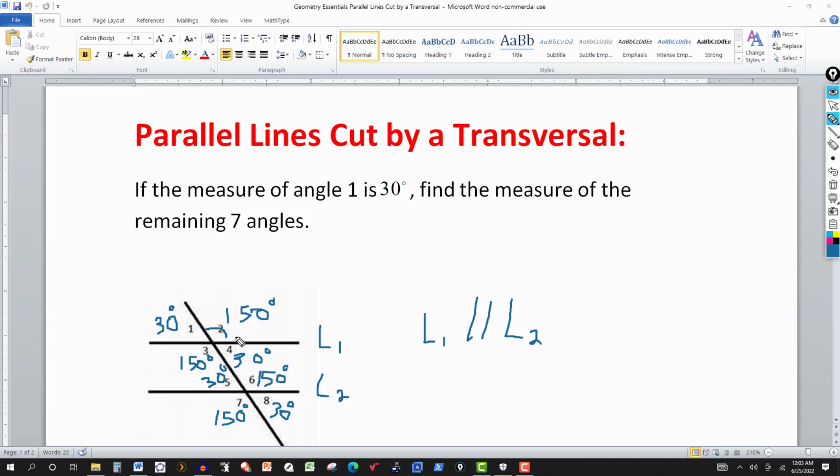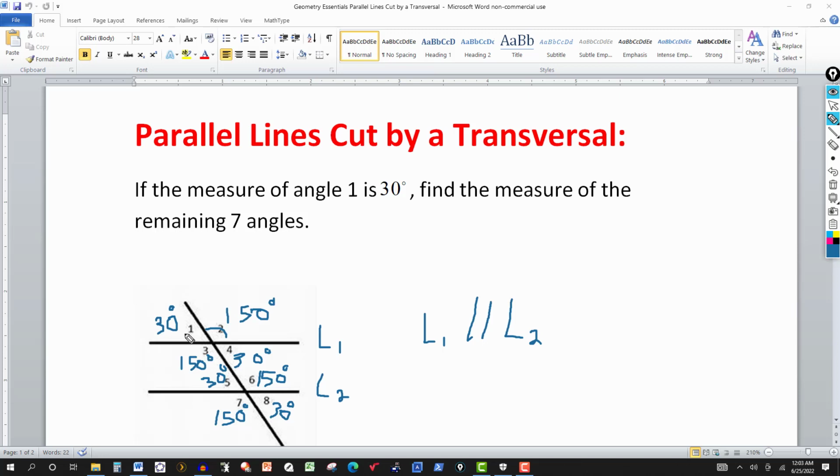And again, I can also look at the same side of the transversal here. I could say 6 and 2 are corresponding angles on the same side there. They have to be equal. Or I can say angle 8 and 4 are corresponding angles on the same side of the transversal. They have to be equal. In the same way on the other side of the transversal, angle 7 and 3 are corresponding angles. They have to be equal. Angle 5 and 1 have to be equal because they're corresponding angles. Okay, different ways we can do it.